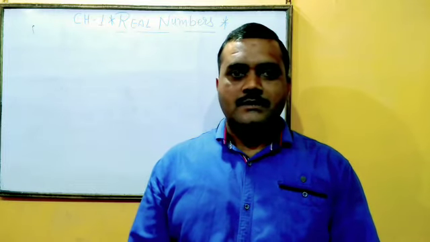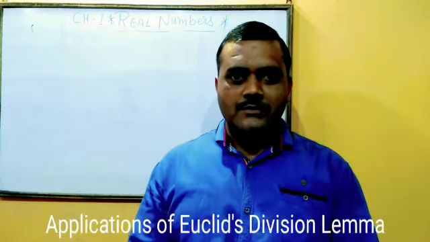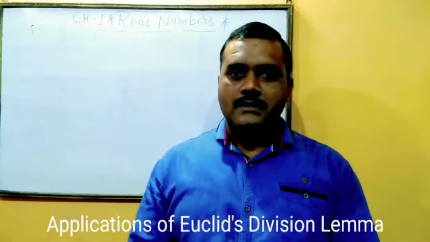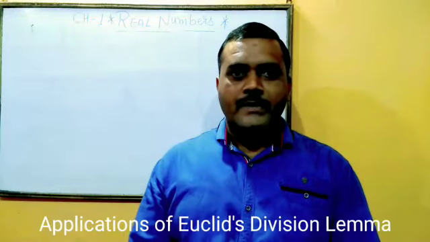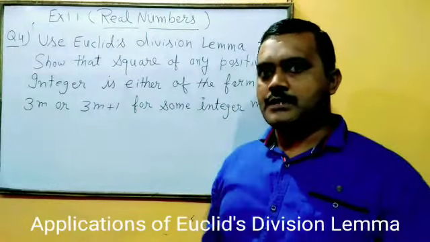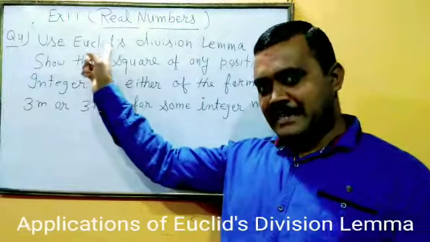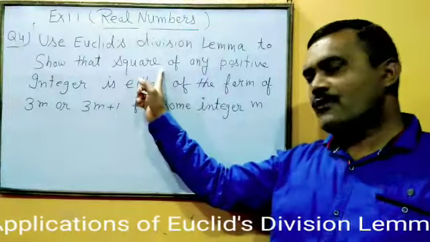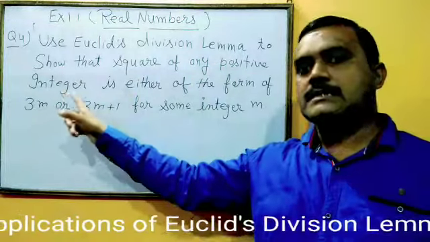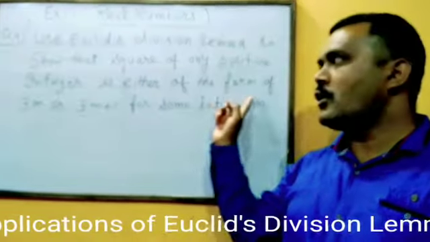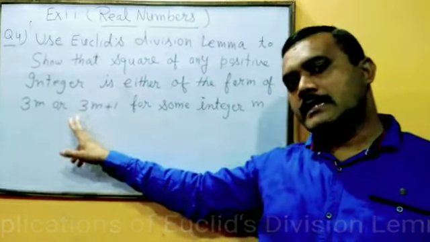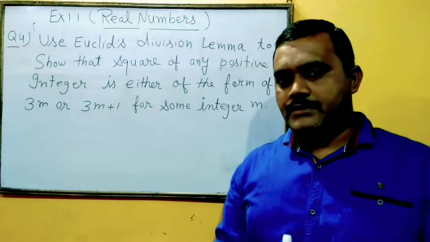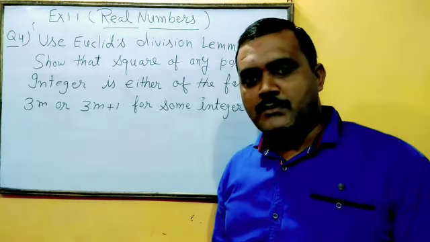Before moving to the question, you should watch my previous videos in which I have discussed Euclid's division lemma. Then you can easily do this question. Here we have a question: use Euclid's division lemma to show that the square of any positive integer is either of the form 3m or 3m plus 1 for some integer m. Try to understand. The question is very simple. Let's move to the solution.